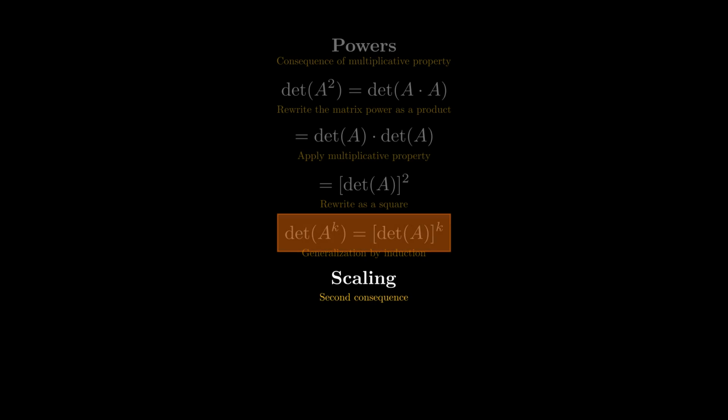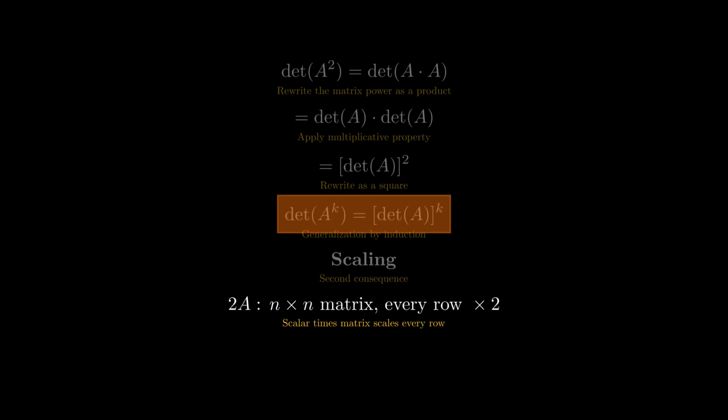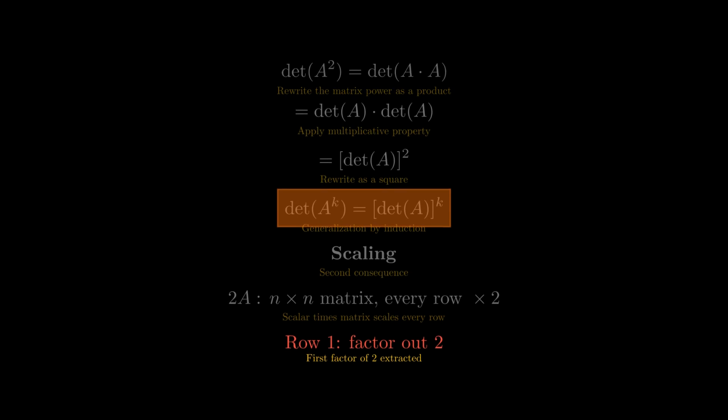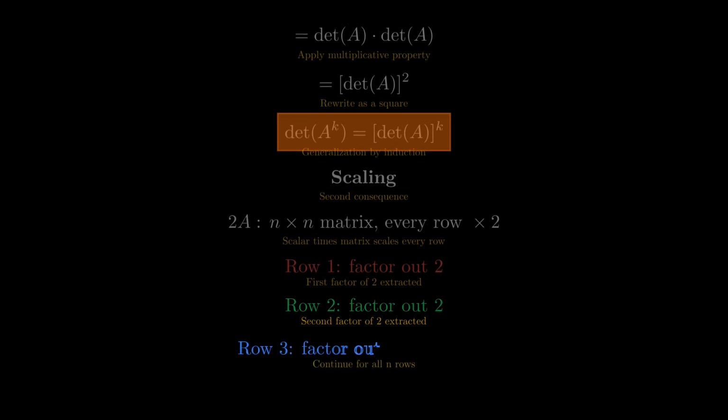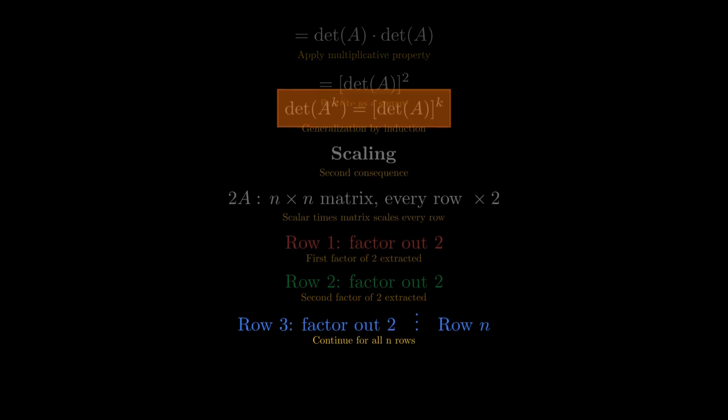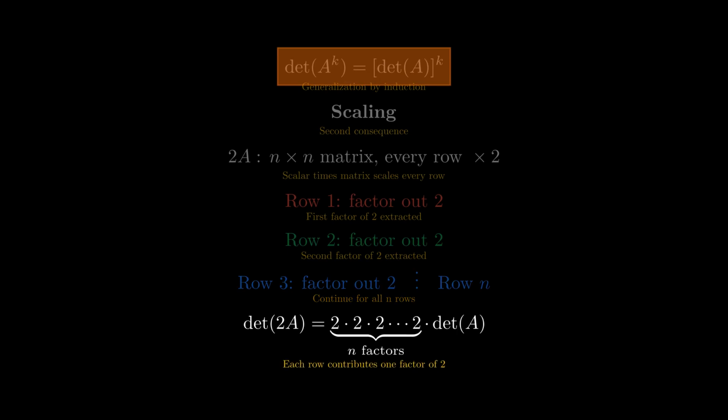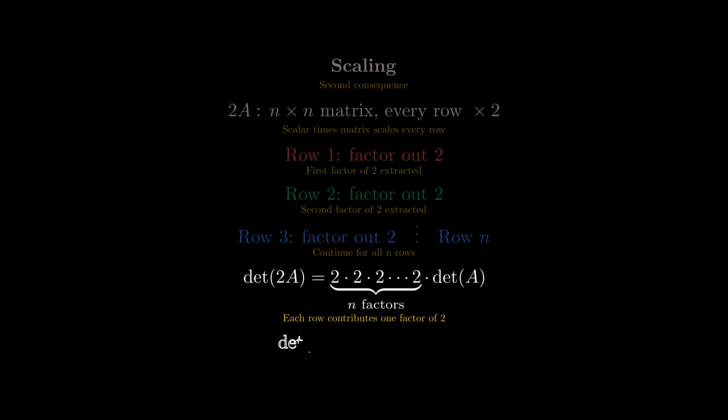Now let's look at the scaling result. For an n by n matrix, multiplying by 2 multiplies every row by 2. Our scalar row property says that pulling a factor of 2 from one row multiplies the determinant by 2. With n rows, we pull out n factors of 2. So the determinant of 2A equals 2 to the n times the determinant of A.